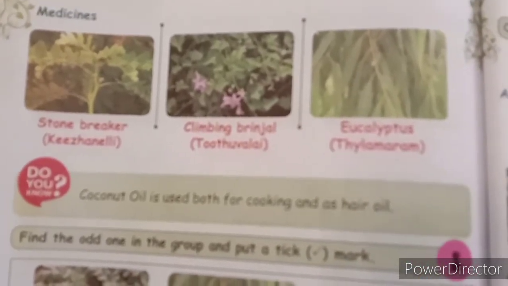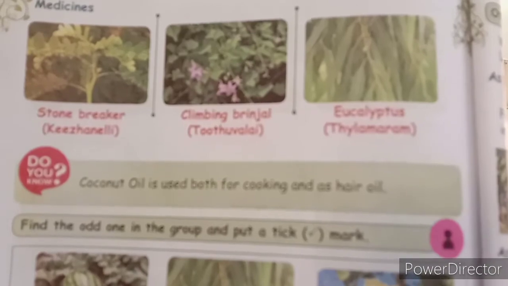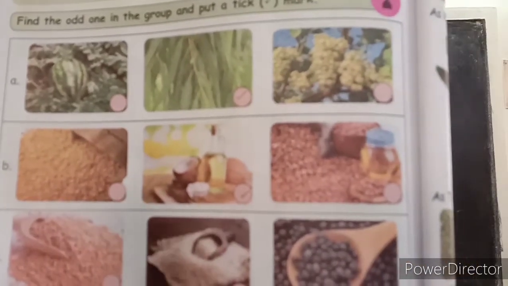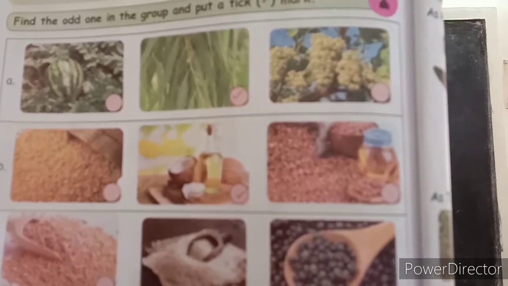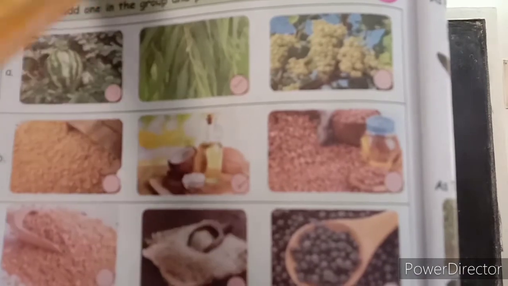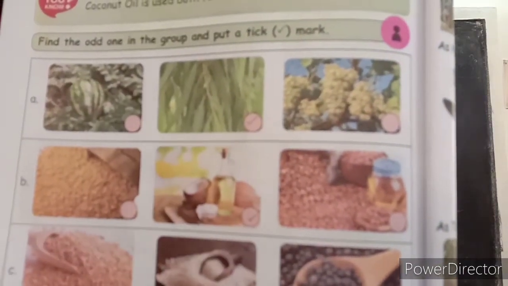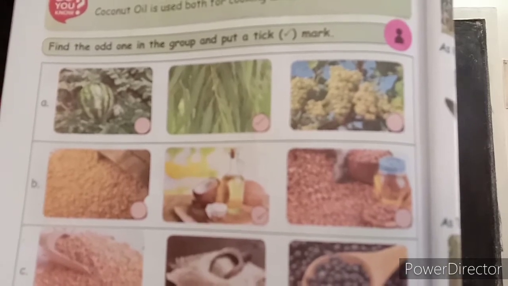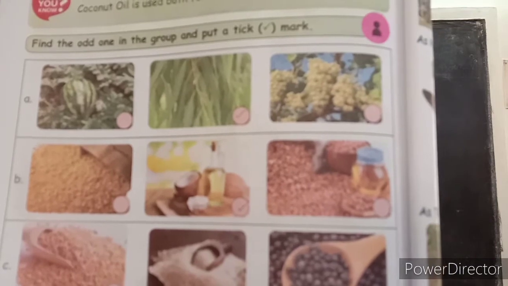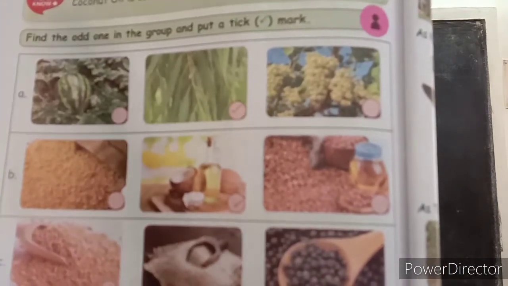Okay, children. Now you want to do your thing. Down you can see. Do you know, children, coconut oil is used? Now look, book page number 102. There you can see coconut oil is used both for cooking and as hair oil. Now we are going to see this exercise.